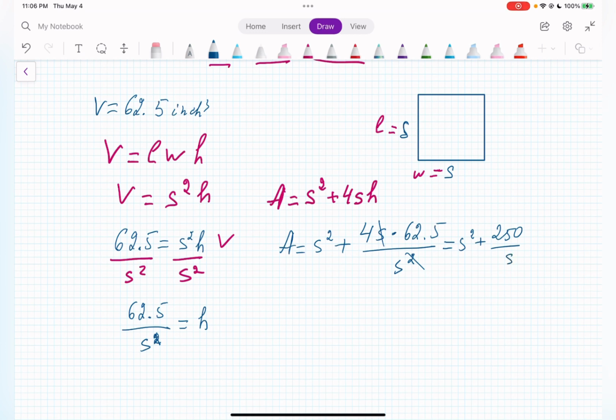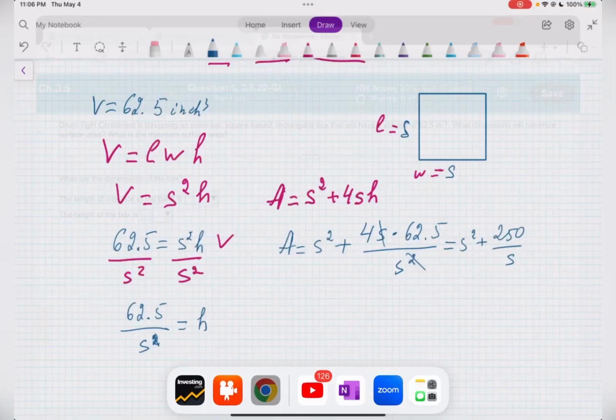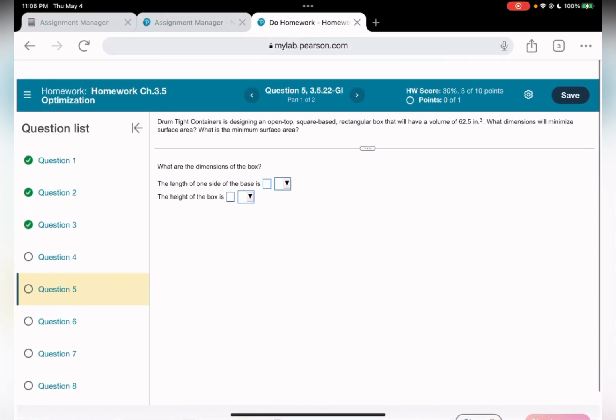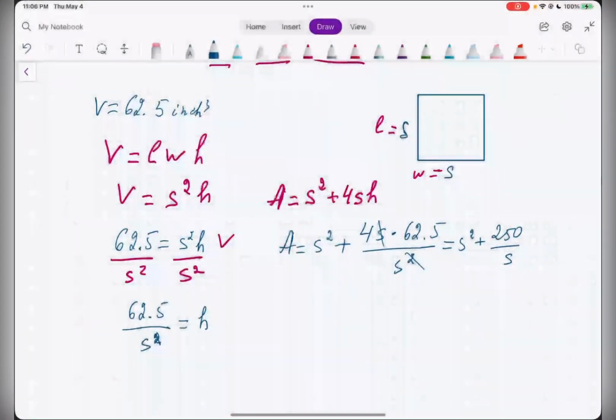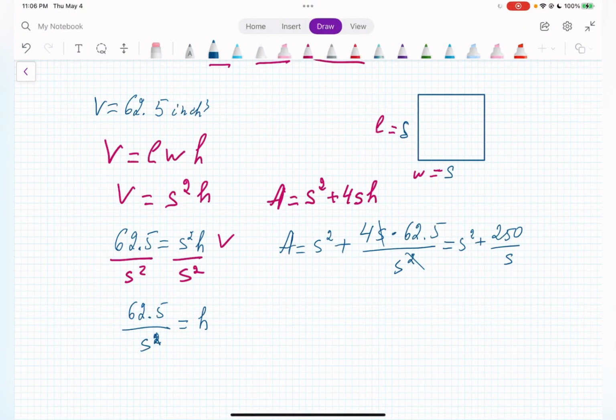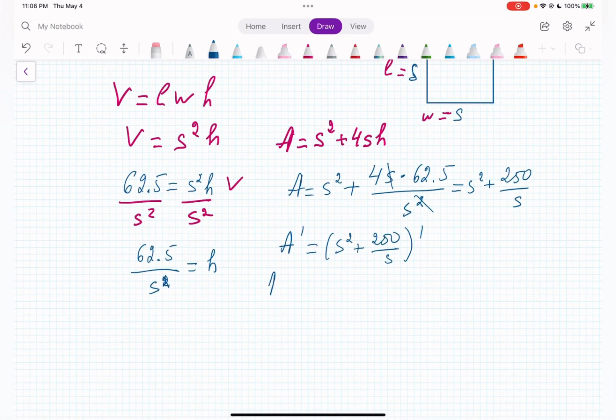over S. Let me move for a second this question so it won't get into inactive mode. Okay. So now we're going to take a prime. To take a prime, I have to take derivative of S squared and derivative of 250 over S. How am I going to do it? So A prime is equal, derivative of S squared is 2S. Now this one, 250 over S.